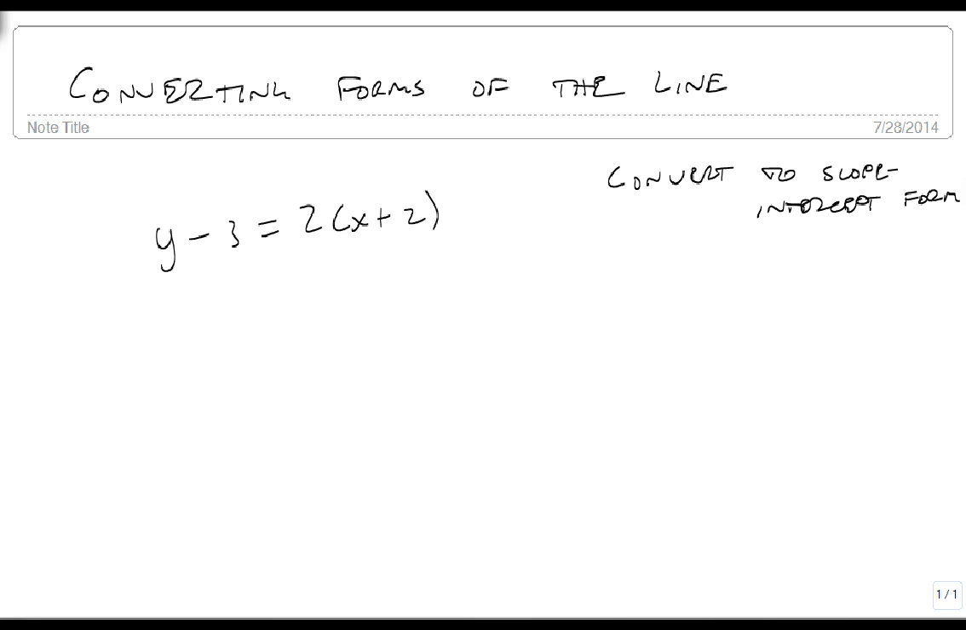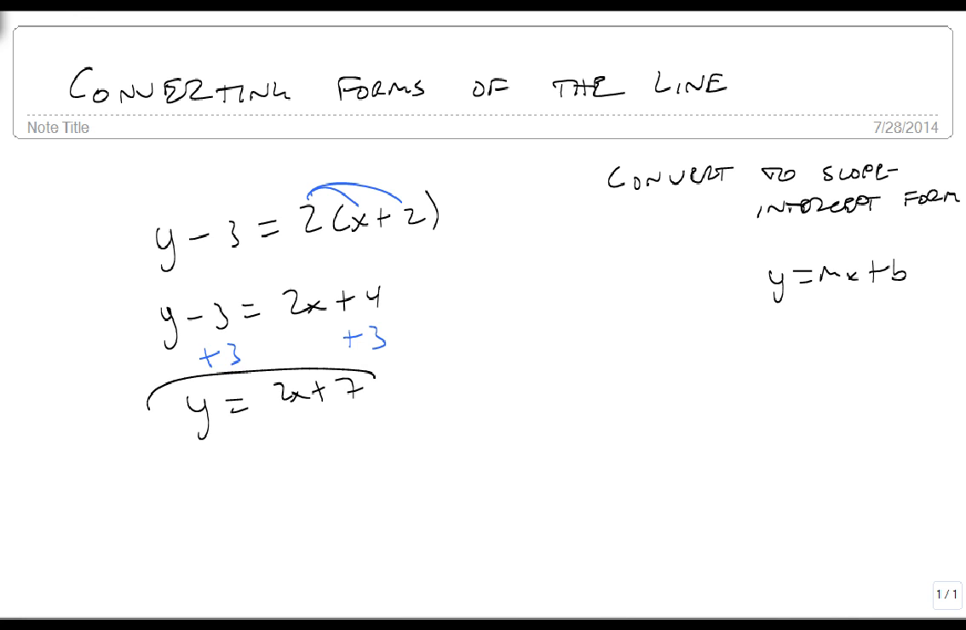Well, slope-intercept form looks like y equals mx plus b. So the first thing we're going to do is distribute. So y minus 3 equals 2x plus 4. And then we're going to add 3 to both sides so that y equals 2x plus 7. Here's my slope-intercept form.